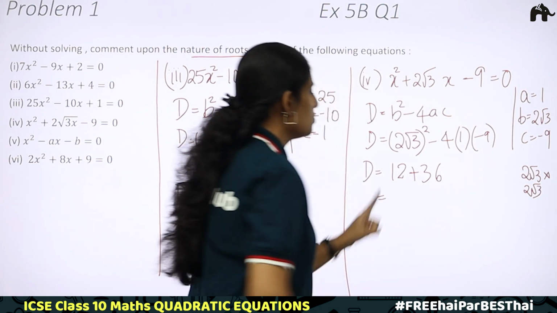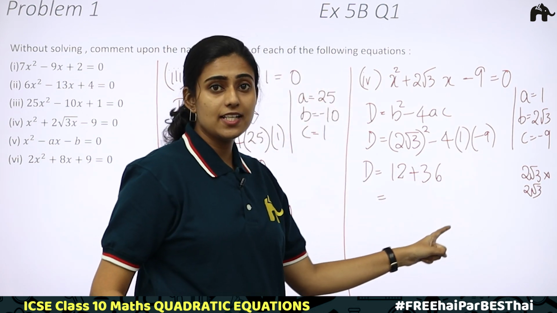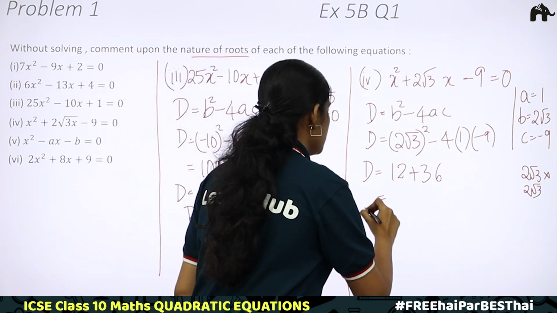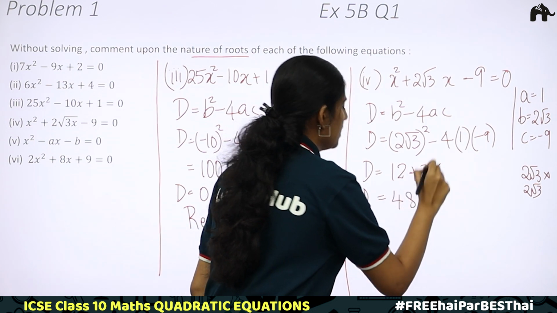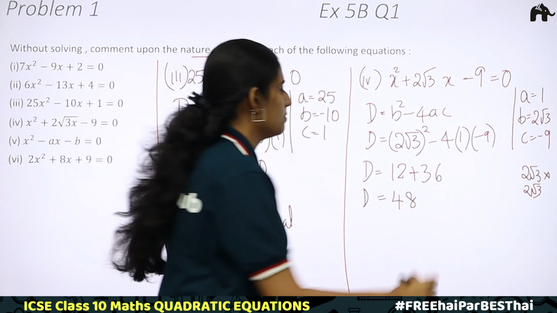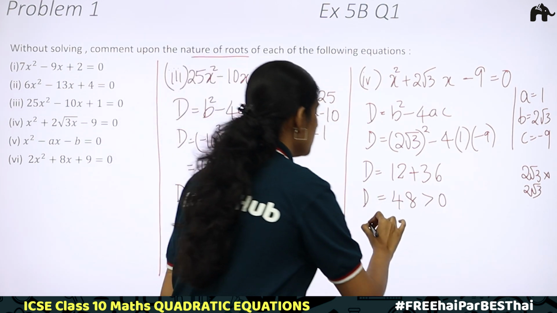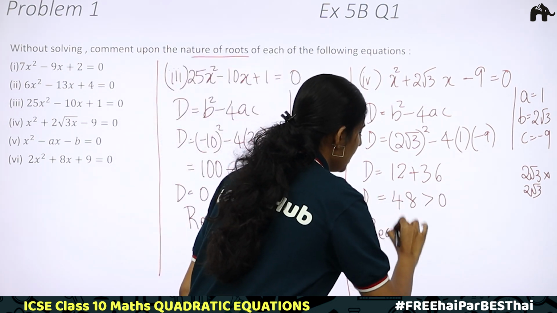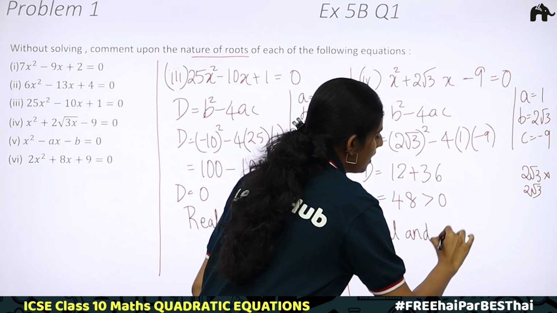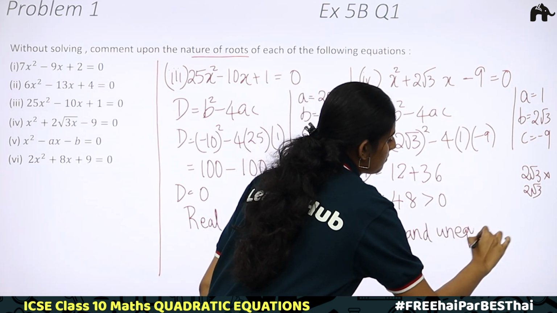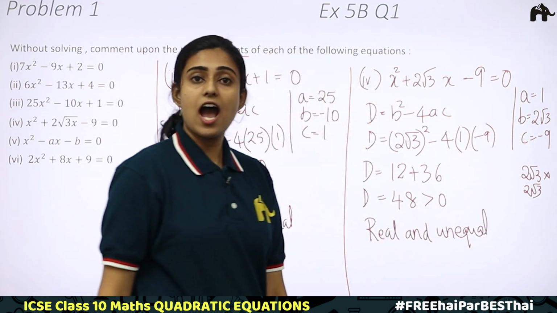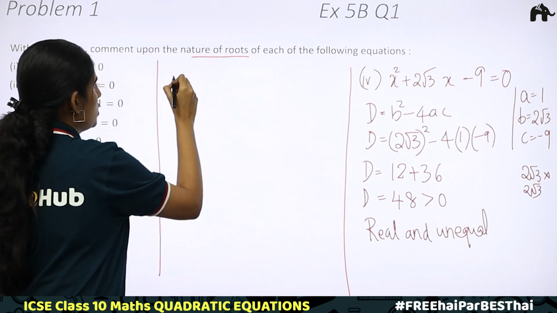Therefore, the discriminant is 12 plus 36. What is 12 plus 36? 48. Discriminant is equal to 48. 48 is a positive number which is greater than 0. Discriminant is greater than 0. Therefore, the roots are real and unequal. Real and unequal roots.